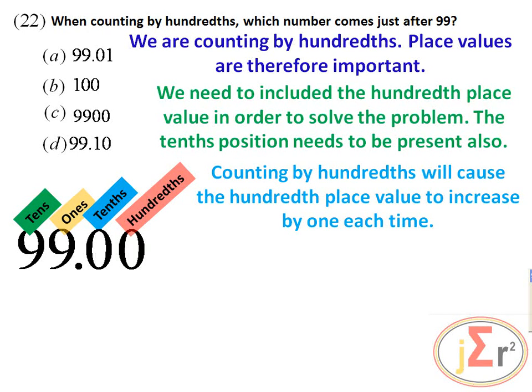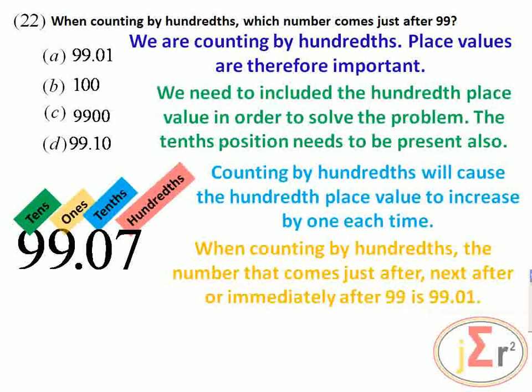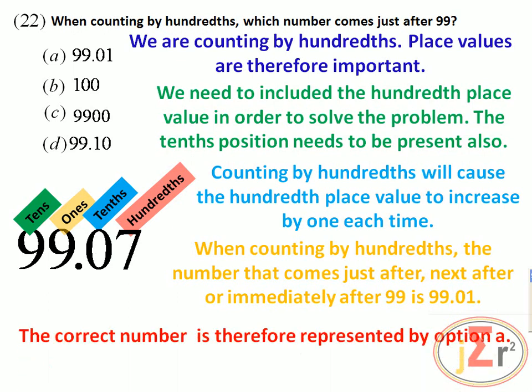But what I've done is to show you that when we are counting by hundredths, we keep on increasing the hundredth place value each time. And what will happen in a subsequent presentation is that we will show you what happens when these digits increase up to 9. That will be very exciting, very interesting, very informative, and everyone will learn something additional when we get there. When counting by hundredths, the number that comes just after 99 is 99.01. So that is our answer. The correct number is therefore represented by option A.